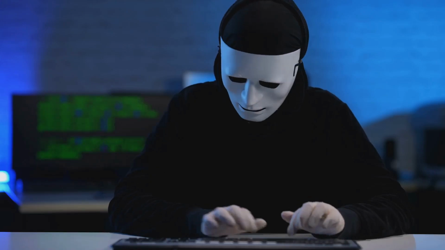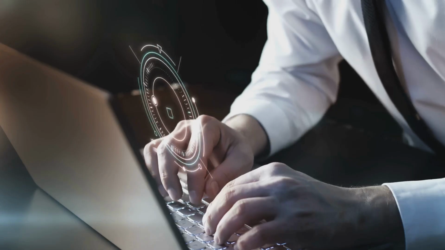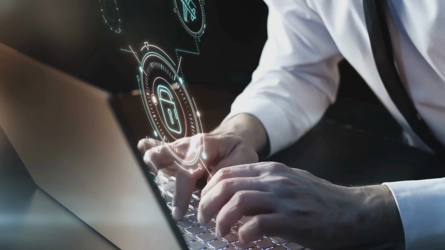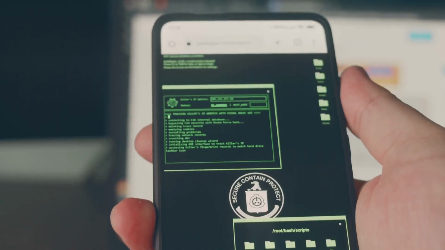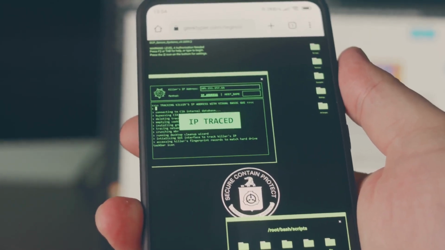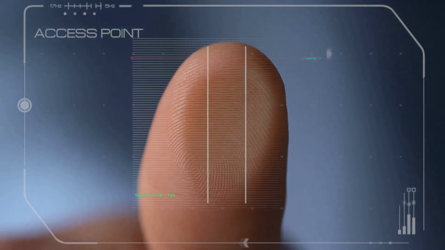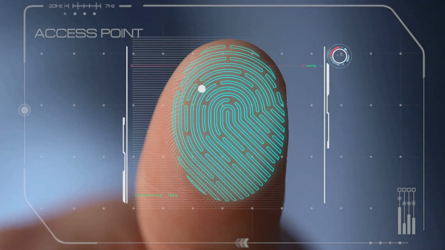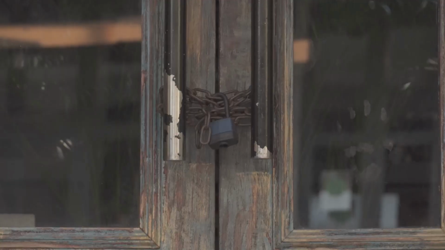Think you're safe from ransomware? Think again. Here's how to protect your Microsoft 365 from the bad guys. First up, enable multi-factor authentication. This adds an extra layer of security by requiring 2 or more verification factors. It's like having a double lock on your door.